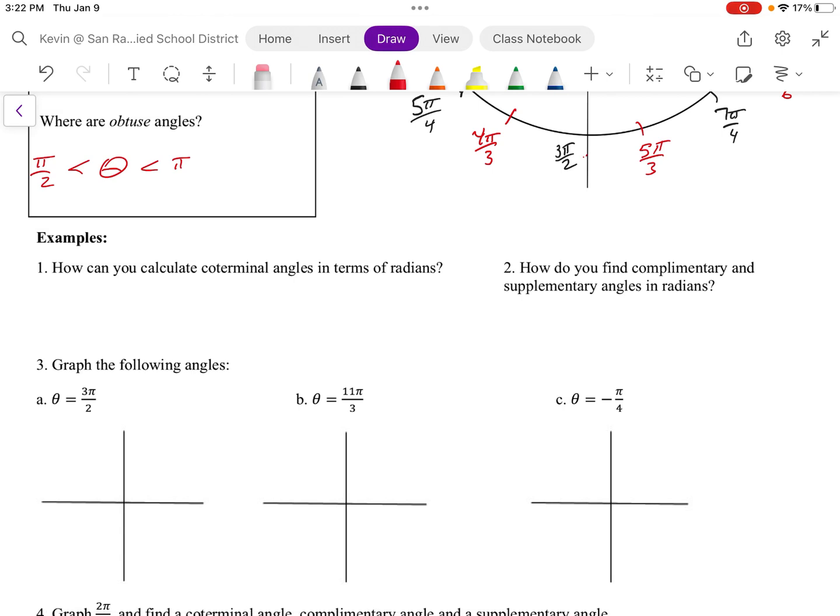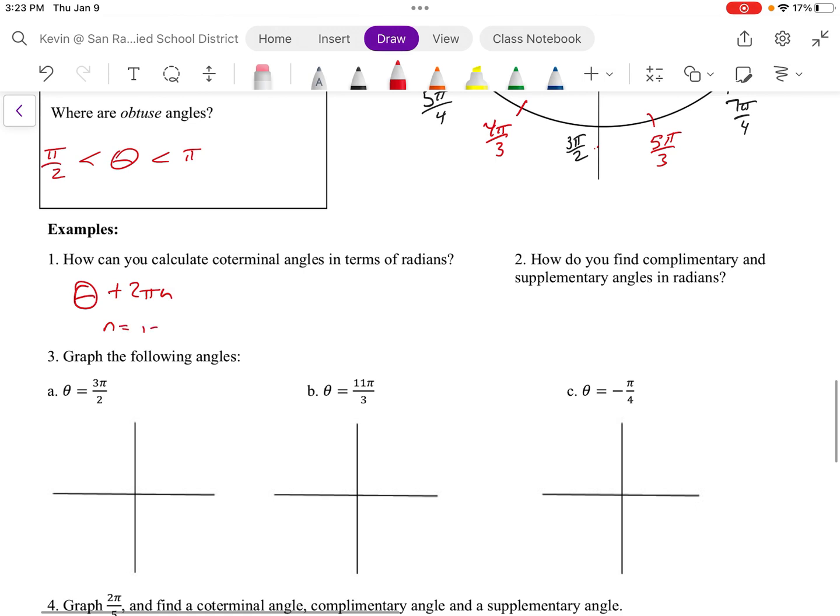How can you calculate coterminal angles in terms of radians? Well, in terms of radians, if we want to calculate coterminal angles, you're going to take that angle and then add or subtract 2 pi n, where n equals an integer.